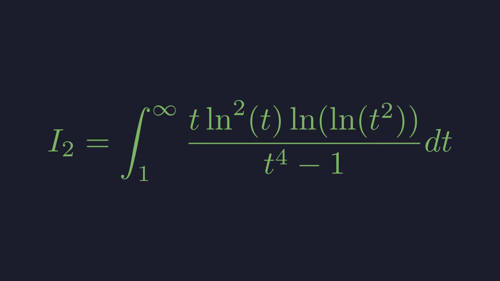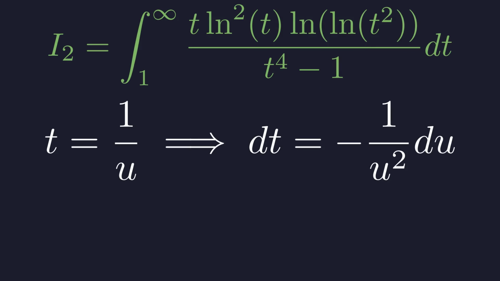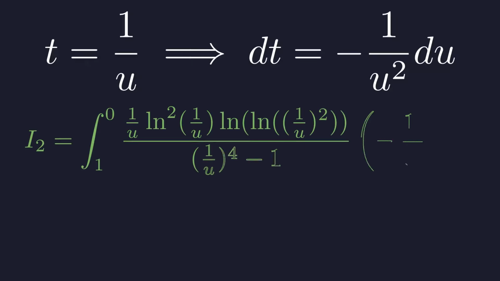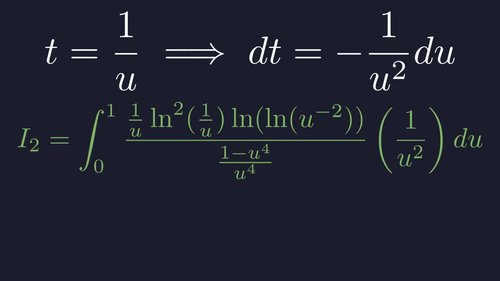We'll call this I2. Let's apply the substitution t equals 1 over u. This implies that dt equals negative 1 over u squared du. As t goes from 1 to infinity, u goes from 1 to 0. After substituting, our integral looks much more complex, but now we simplify. First, we can absorb the negative sign in du to flip the limits of integration from 1 to 0 to 0 to 1. The limits are now 0 to 1.